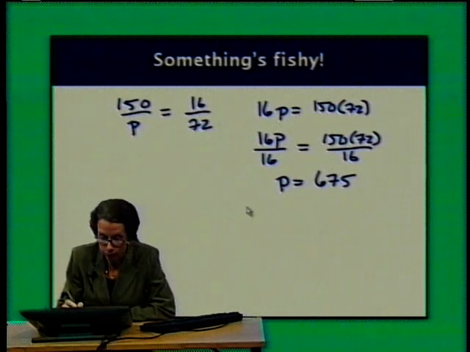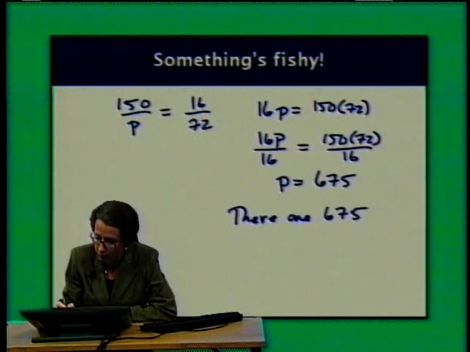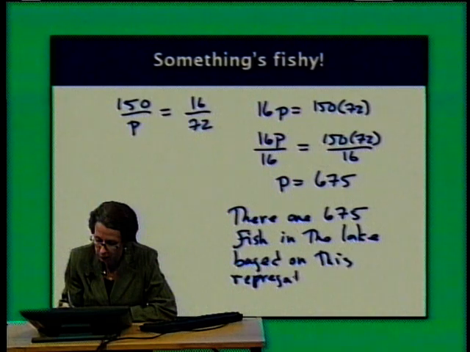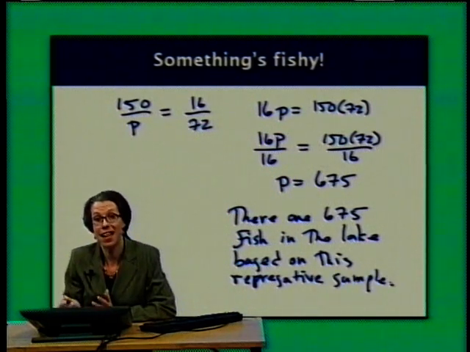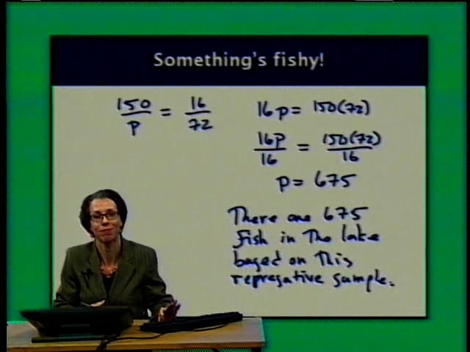So to state my conclusion, there are 675 fish in the lake based on this representative sample. So this is an estimate, but it is an estimate that the biologist can use.